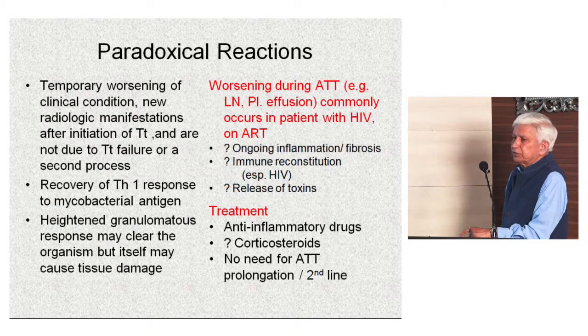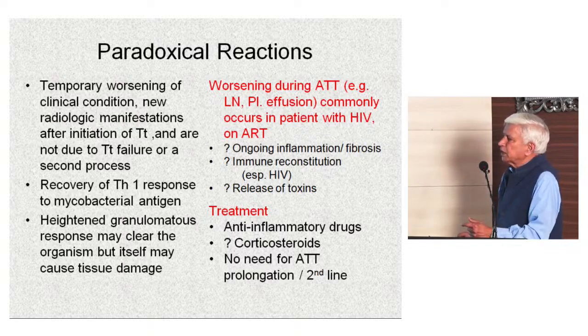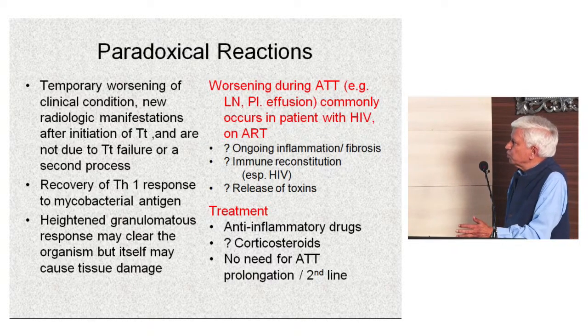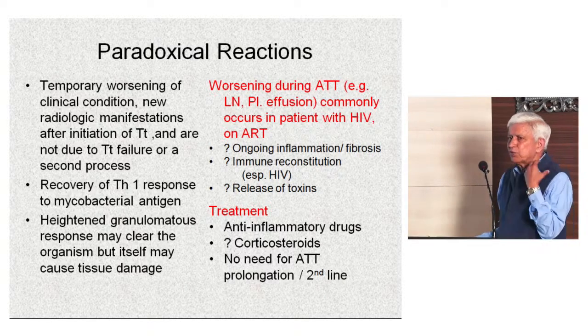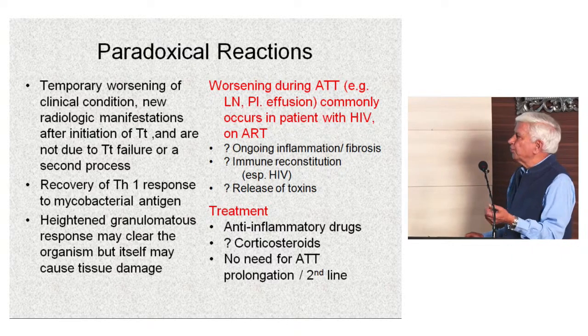Paradoxical reaction, you know what it is? Paradoxical reaction is a temporary worsening of the clinical condition, with new radiological manifestations after initiation of ATT, and not due to treatment failure or a second process. That happens quite commonly, and mostly with lymph node tuberculosis or pleural effusion. So the lymph nodes getting enlarged, new lymph nodes appearing, that is common.